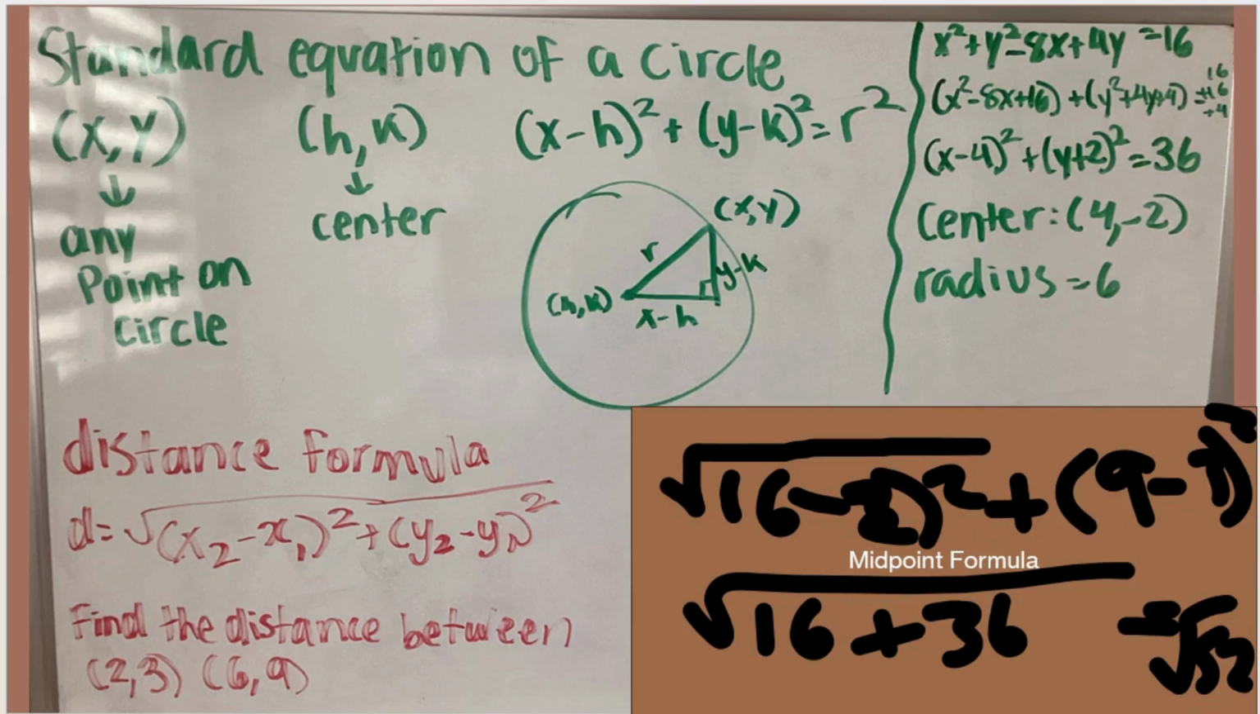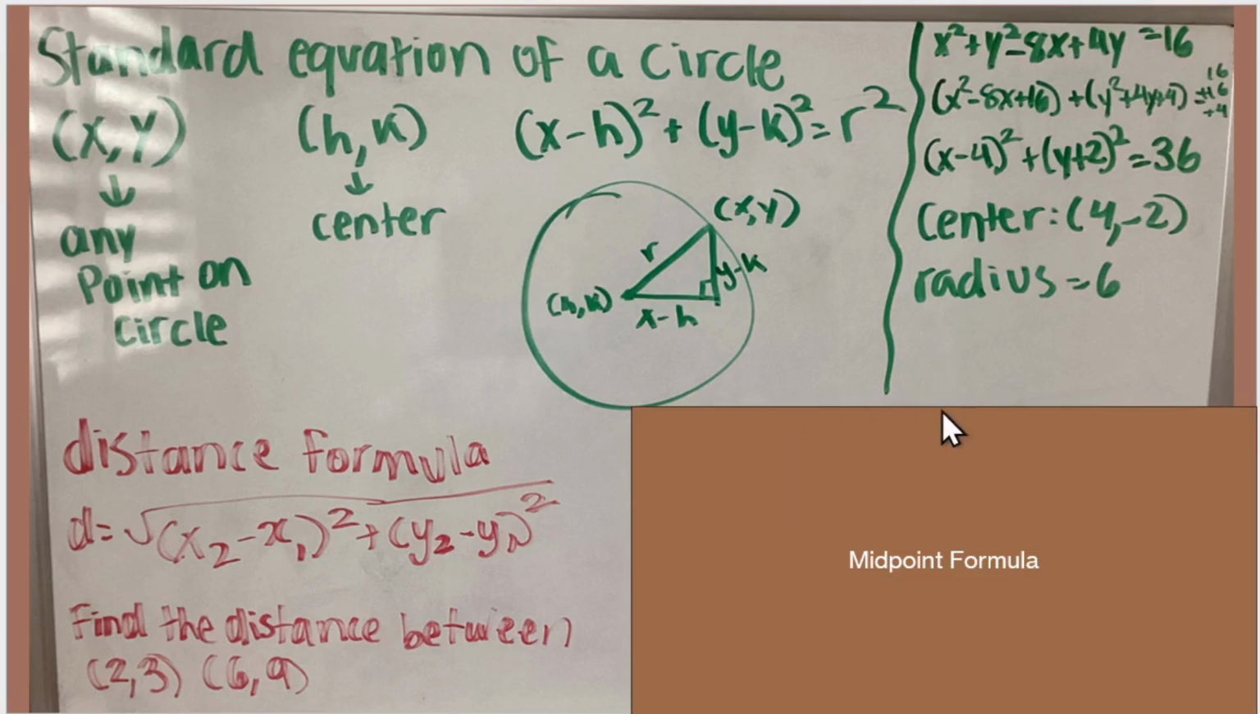all right. Okay? You can start simplifying that to 2√13 and 7.21 or something like that. Okay, now we're going to move on to the midpoint formula. Okay?